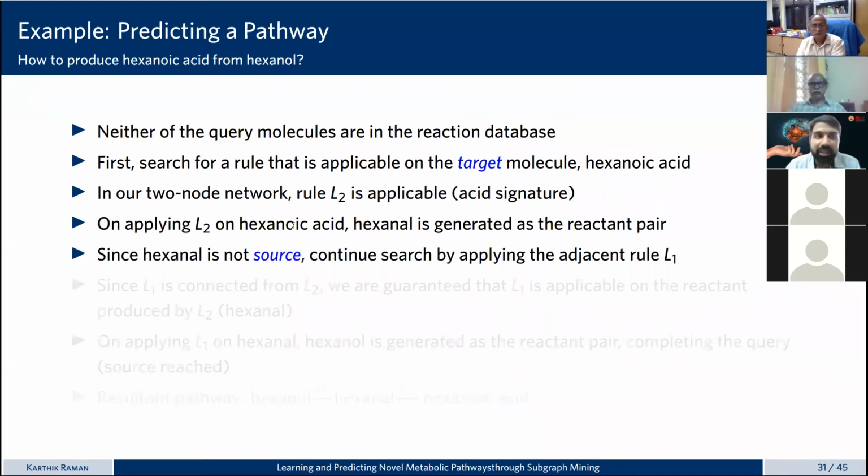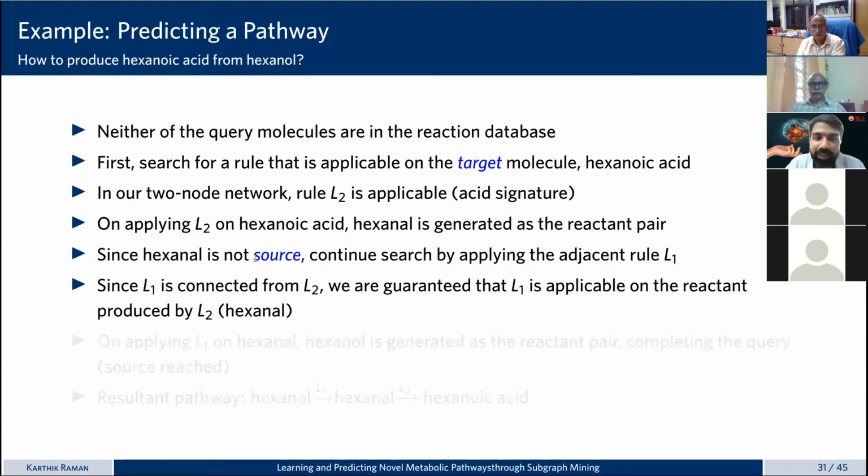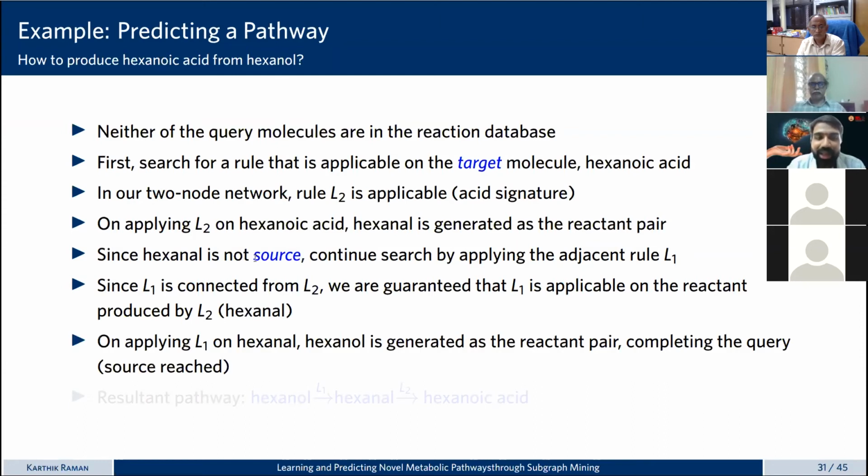Because hexanal is still not hexanol, the source, you continue searching, right? You continue to search for your source molecule from the destination to the source. We are doing it in reverse. And since L1 is collected from L2, we are guaranteed that L1 is applicable on the reactant produced by L2. You apply L1 on hexanal and you generate hexanol as the reactant pair, and it is indeed the source.